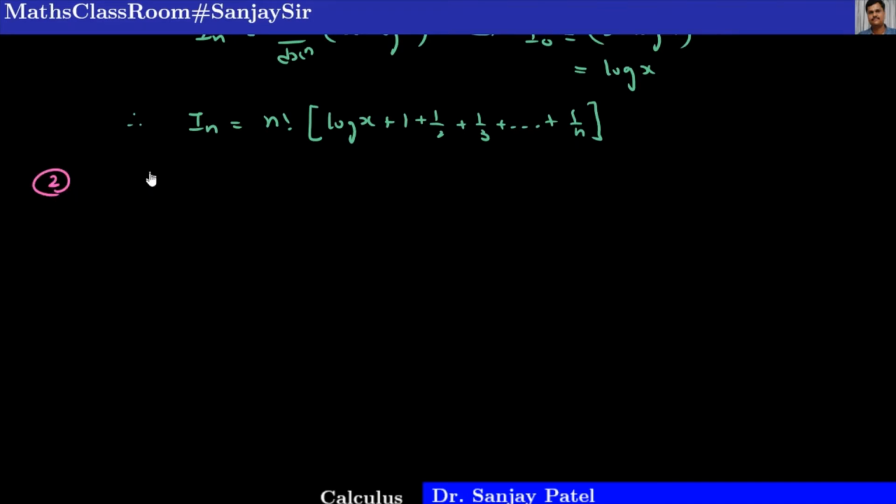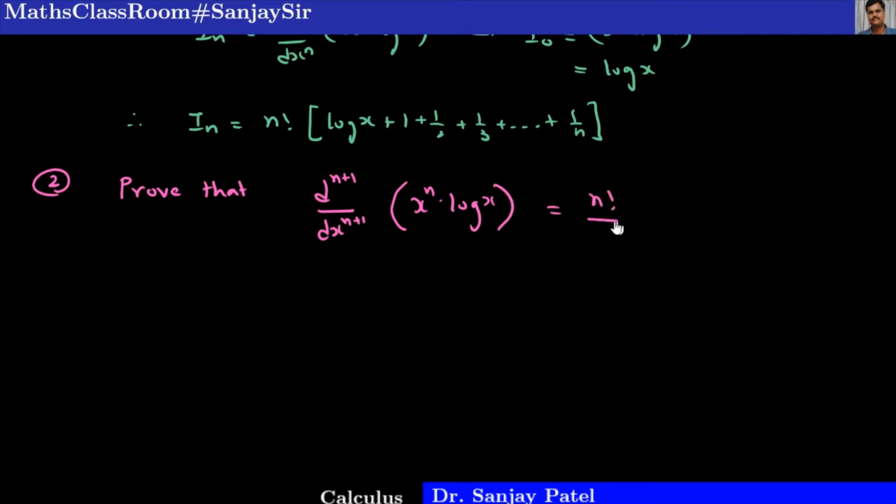Say prove that d^(n+1) by dx^(n+1) of x^n into log x is n factorial upon x. Okay, this result actually follows from our previous problem. So let us prove it.